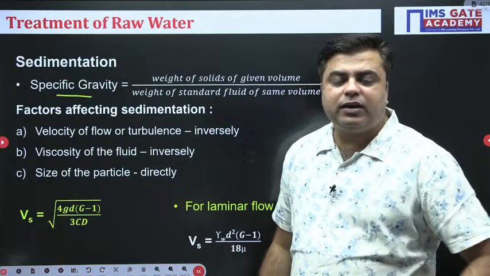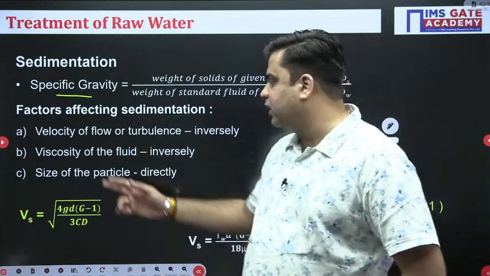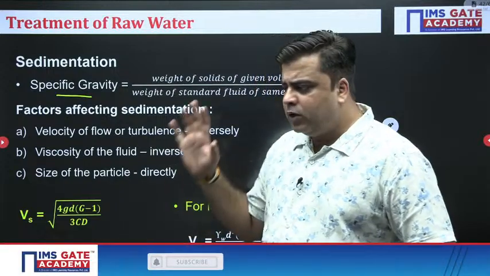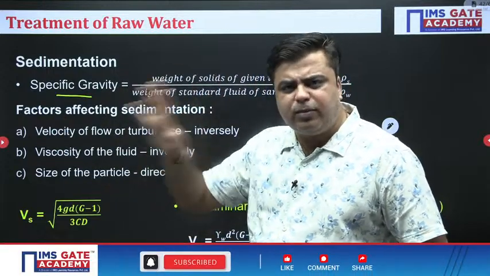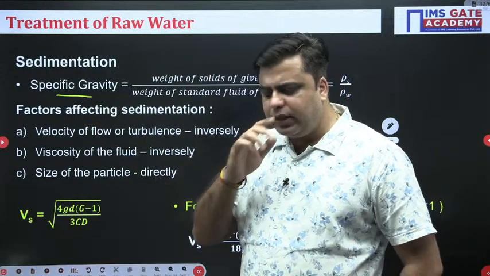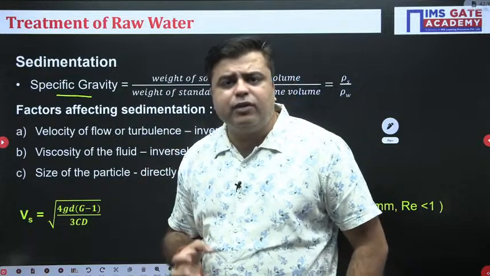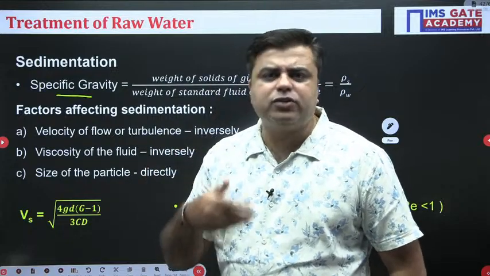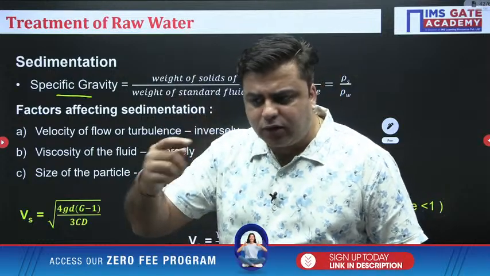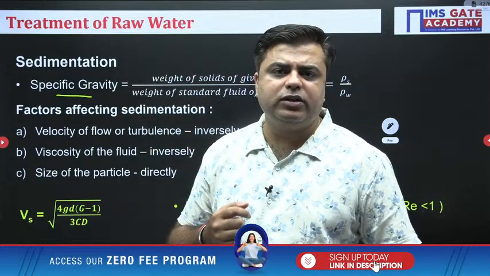There are other factors which decide settling of the solid. First one is the velocity of flow or turbulence. If the velocity of flow is huge or turbulence is huge, then the settling velocity will be affected, and simultaneously the settling of the solids will be reduced. Due to the eddies produced in turbulence, the settling solids will be sent back into suspension.